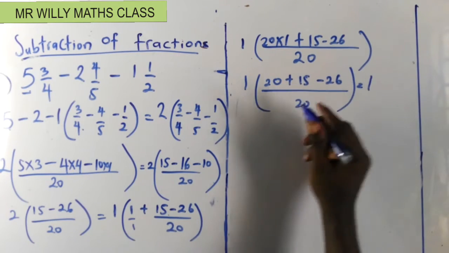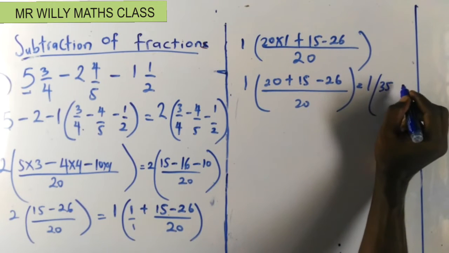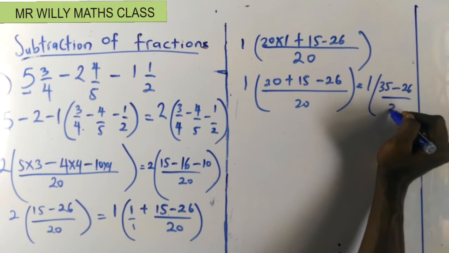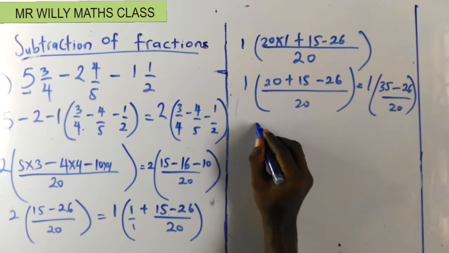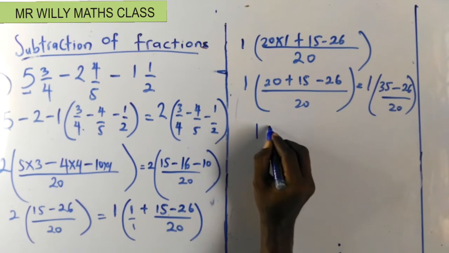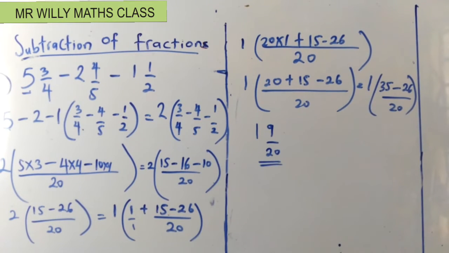So you are going to have 1. 20 plus 15, that will be 35 minus 26 over 20. Now, what is 35 minus 26? 35 minus 26 will be 9. So our final answer is one whole number 9 over 20.